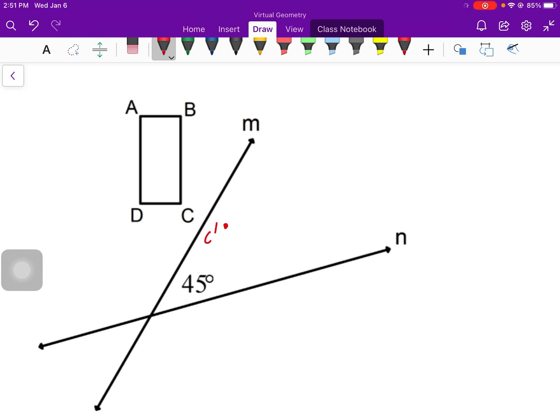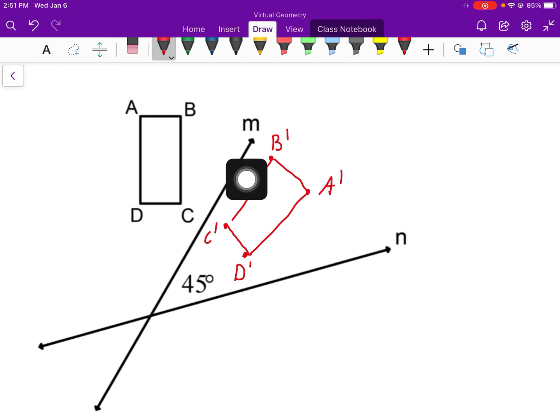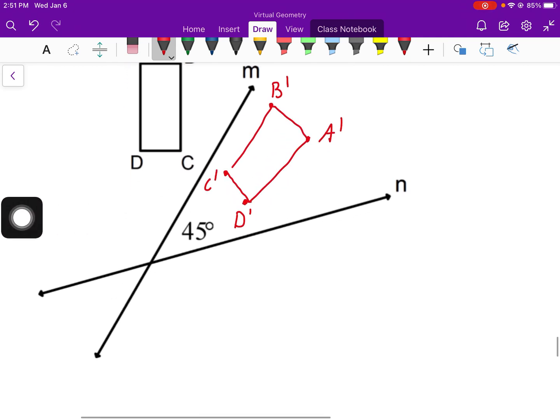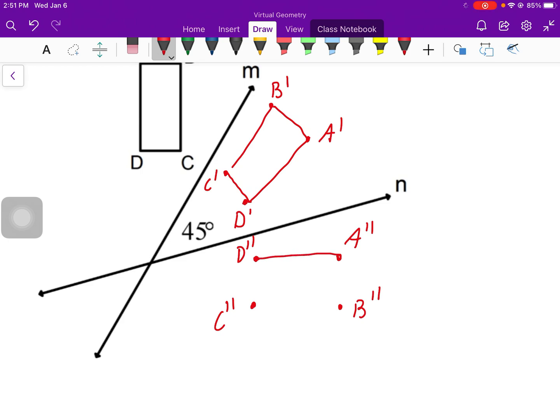D would then have to be right there, so that's D prime. B is closer than A, so I'd go B prime right there, and then A prime would be right there-ish. Obviously not a perfectly drawn rectangle, but they're supposed to be isometric. Well, then I would do that again. D prime would go to here to become D double prime, and C prime would come down here to become C double prime. Then I would have A double prime and B double prime.